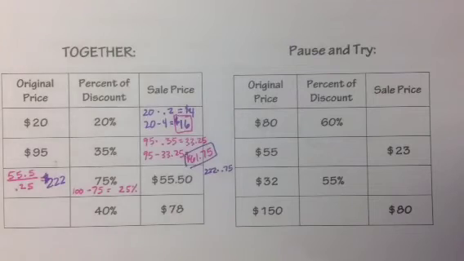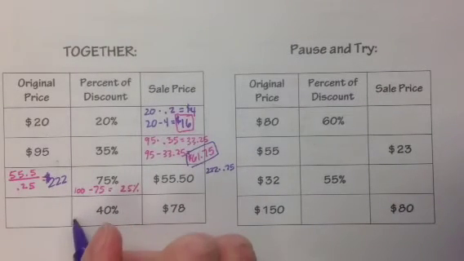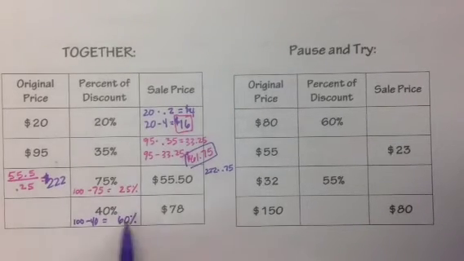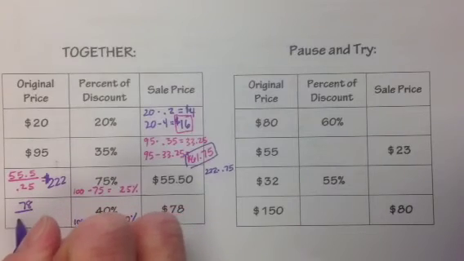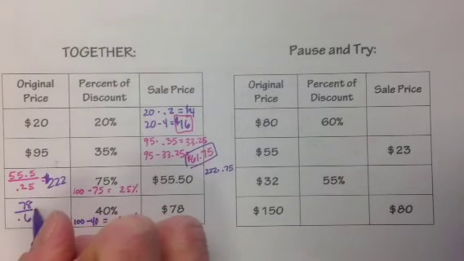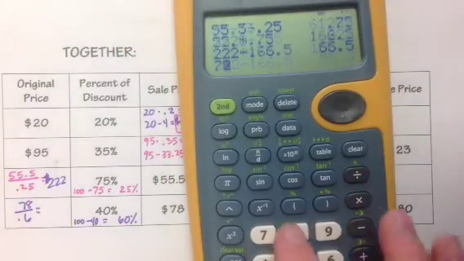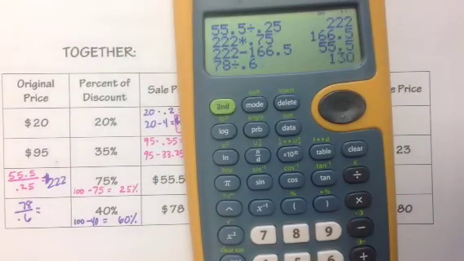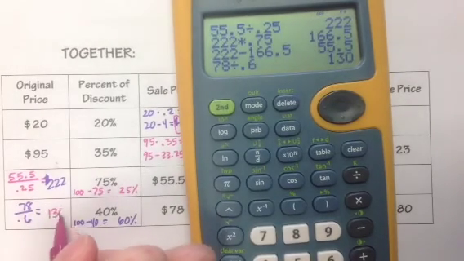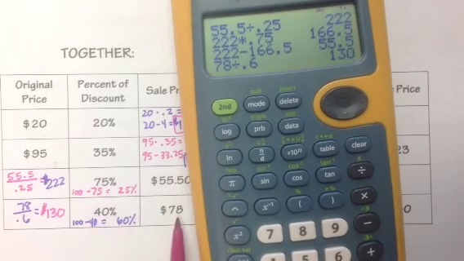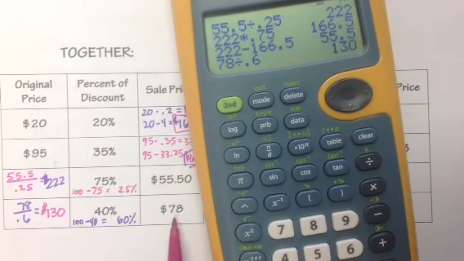This one right here, we have 100 minus 40. So I know that this is 60%. The opposite of 40 is 60. And so I'm going to take my $78 and divide it by my 0.6. I hope you're okay with me jumping to that. And then 78 divided by 0.6 is 130. And so that means that the original price of this is $130. But when I got a 40% discount, I only ended up paying $78 for it.